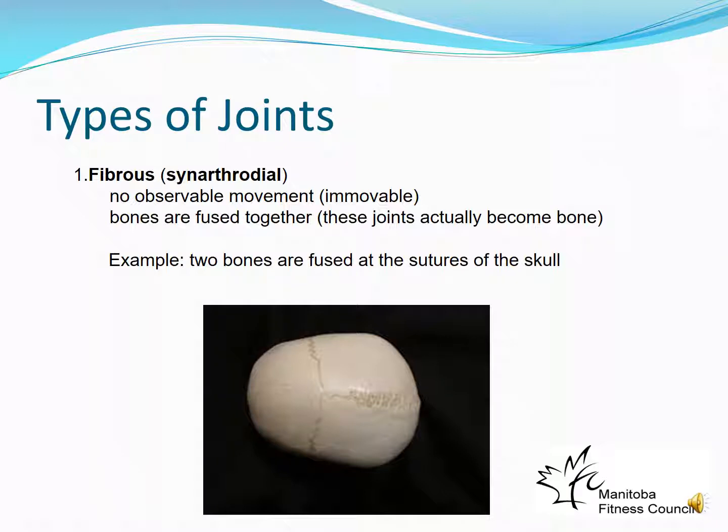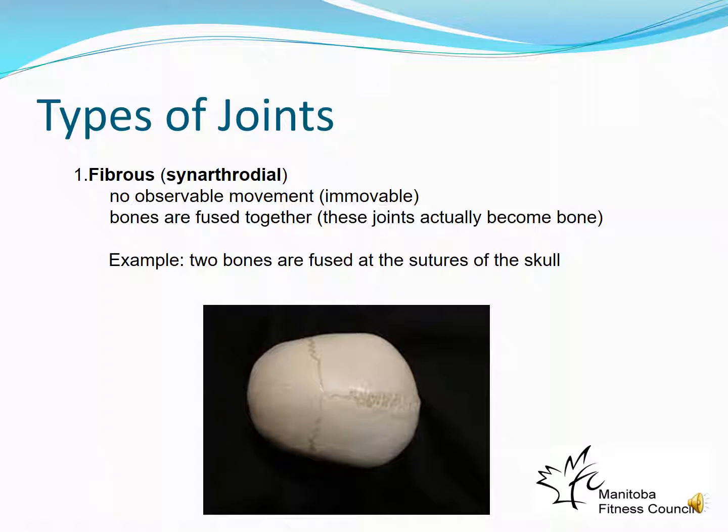Okay, so the first joint is a fibrous joint. Fibrous. There is no observable movement. It appears to not move at all. And this is because the bones over time have fused together. Okay, so the joint becomes bone. It does not move. So the example of a fibrous joint are the sutures in the skull.